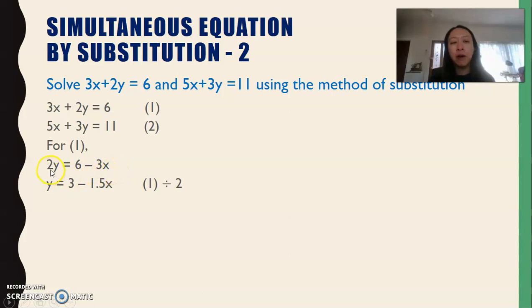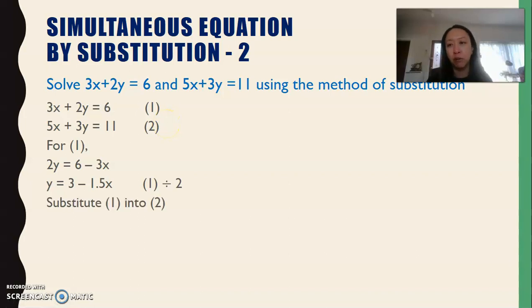So dividing every single term by 2 will give us y equals 3 take 1.5x. So now, as we can see, we have a singular y as the subject. And now, since we have a singular y as the subject, we can actually substitute the first equation into the second equation as what we have done previously.